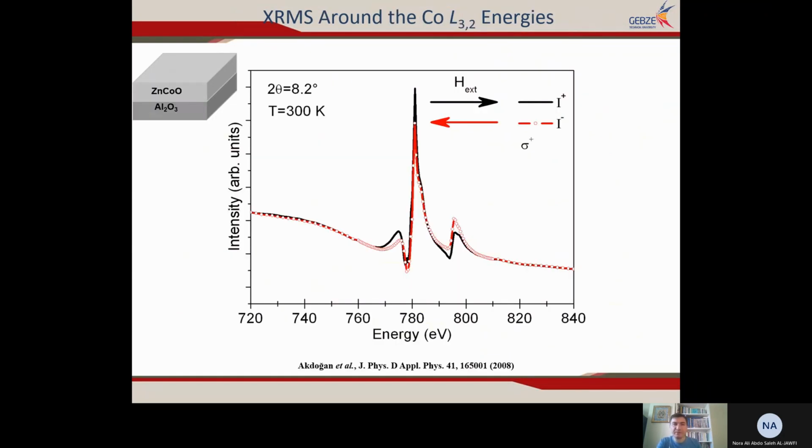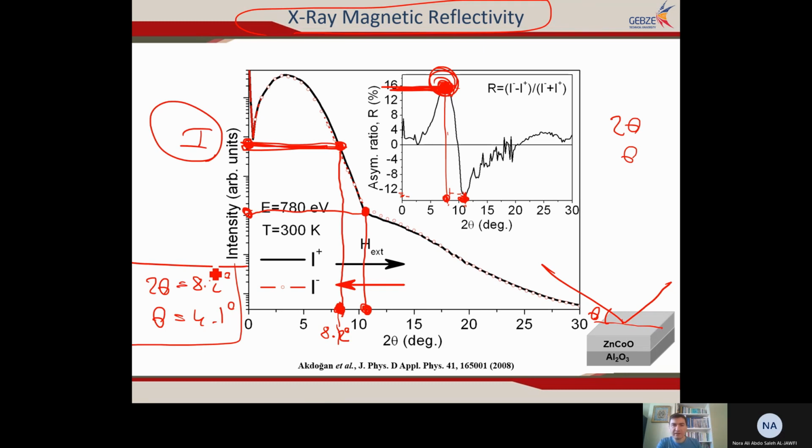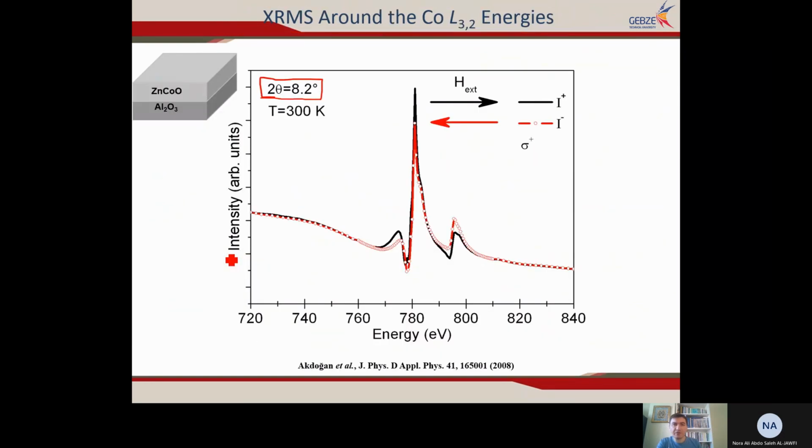Here we have the real experiment. The 2 theta is 8.2 degrees. Look at this one, 8.2 degrees is this one. Okay, the best angle where we have the highest intensity and maximum difference between two curves. If 2 theta is 8.2 degrees, then theta must be 4.1. Okay, don't forget this one. So then select 2 theta 8.2 and theta 4.1.